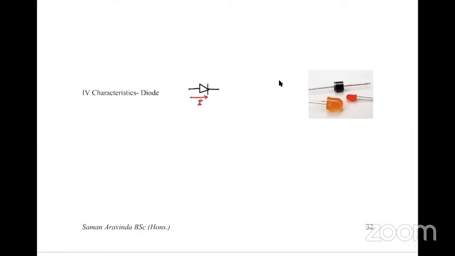So if you connect this one this way, that means in the direction of current flow, we say it is what bias? Forward bias. If the connection is the other way, we call it reverse bias. So in reverse bias, it is not working. The current will be zero, but in forward bias it will conduct.